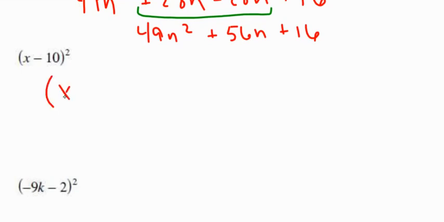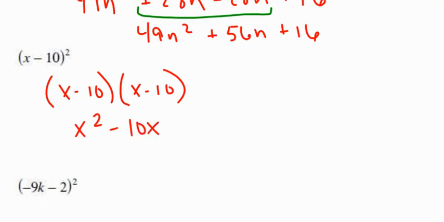Next, I have x minus 10 times x minus 10. So x times x is x squared. X times -10 is -10x. -10 times x is -10x. And a -10 times a -10 is a positive 100.